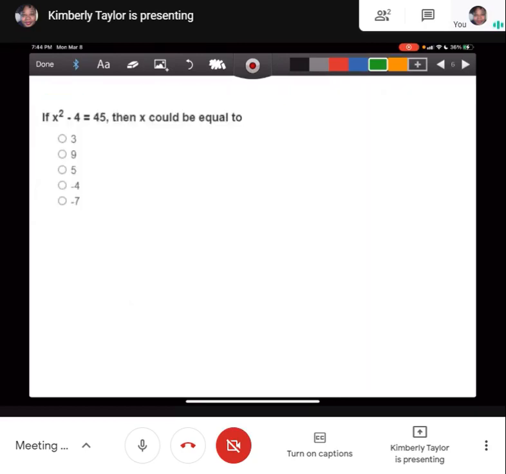Okay, so it says if x squared minus 4 is equal to 45, then x could be equal to, and we need to figure this out. So let's see what the value of x is. So we have x squared minus 4 is equal to 45. If I add 4 to both sides, I get x squared is equal to 49.